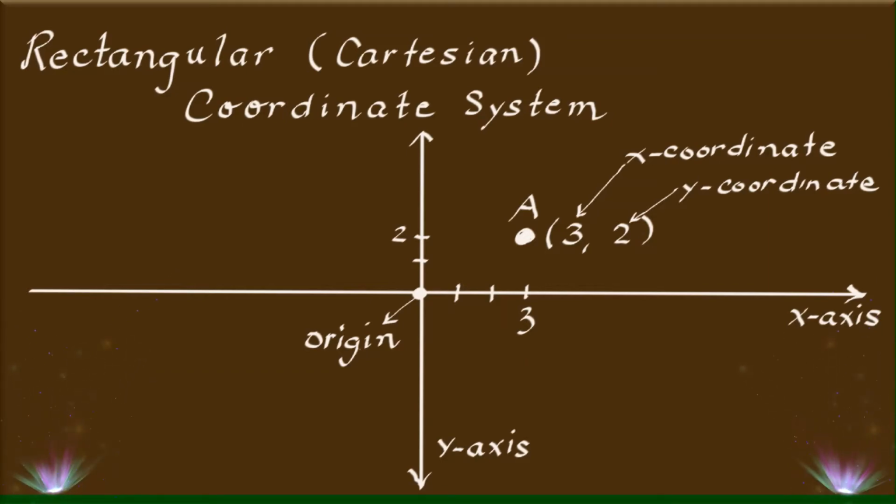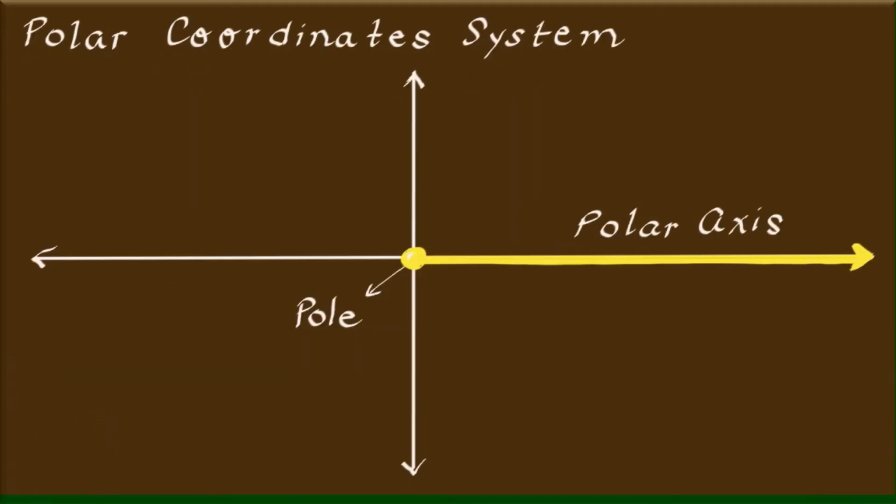The point of intersection of these two lines is called the origin. Each point on this plane is associated with an ordered pair. Say point A is associated with an ordered pair (3, 2), where 3 is the x-coordinate and 2 is the y-coordinate. In a polar coordinate system, we select a point called the pole.